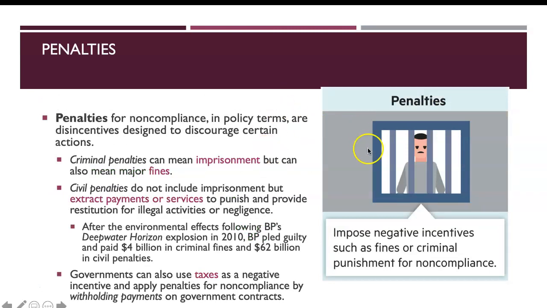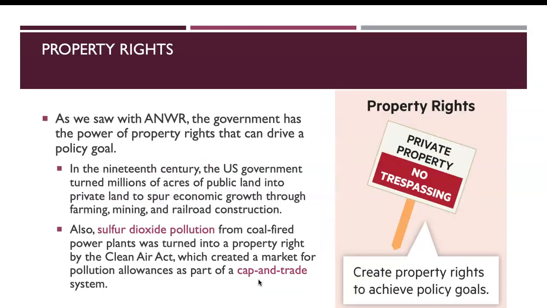Penalties could be imprisonment if you do not go by policy. It could be huge fines, such as the BP Deepwater Horizon explosion, right? That's a very big fine they paid because they engaged in illegal activities or negligence. And the government can also use taxes as a negative incentive, right, to regulate probably plastic bags or gasoline use, etc.